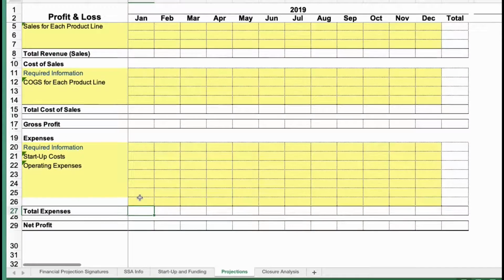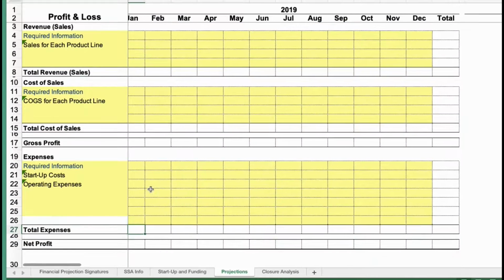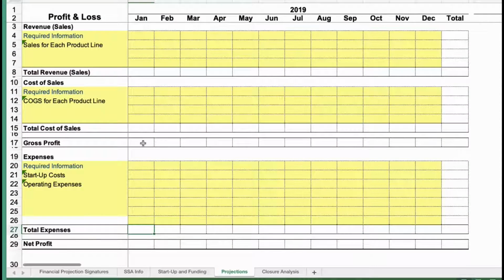And then ultimately, the total expenses will be subtracted from the gross profit margin, and that's going to give you your net profit. And it'll calculate the net profit on a monthly basis. So for every month of the year, you'll see the net profit calculate across the bottom. And then there'll also be the year-end total, which will show you the annual figures.